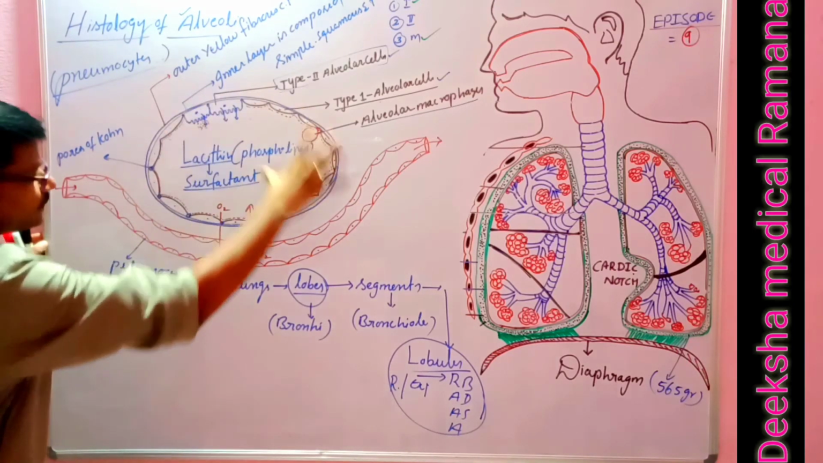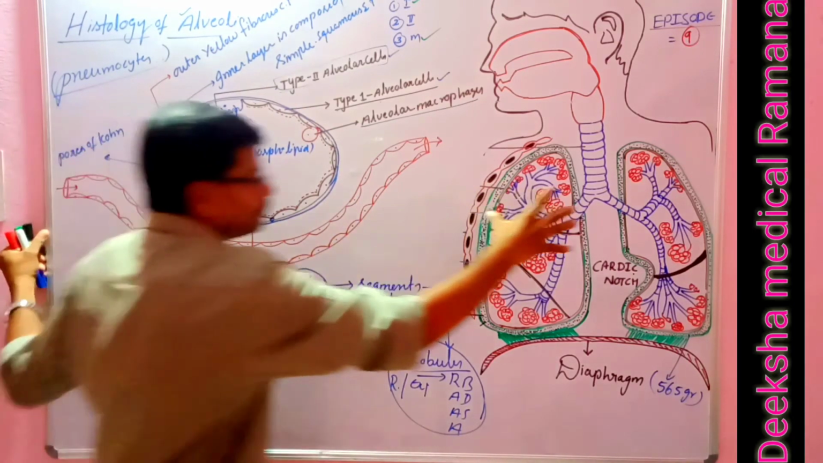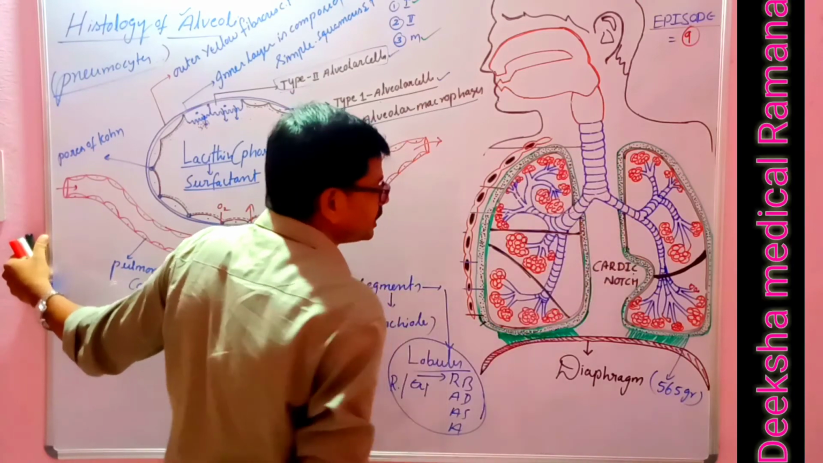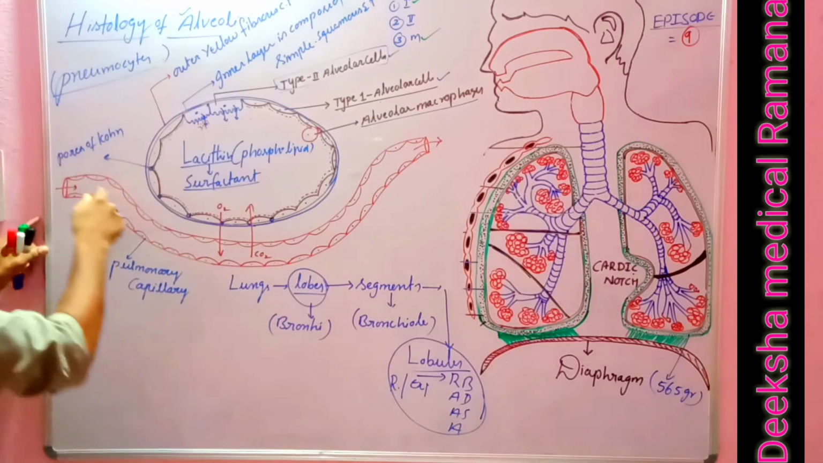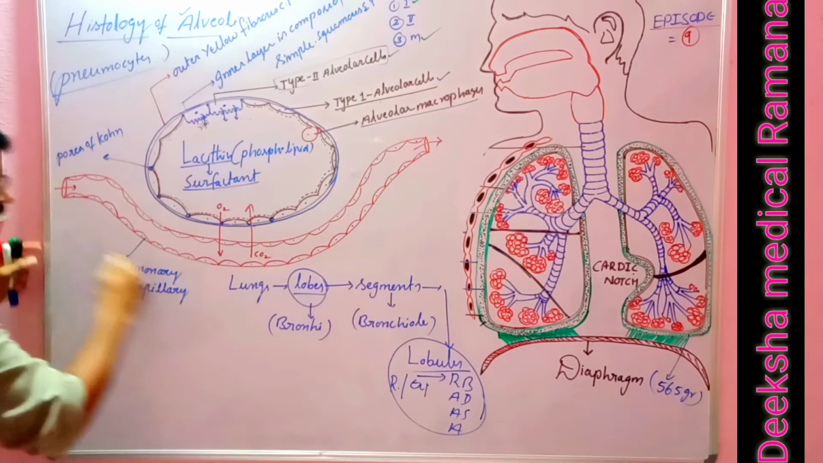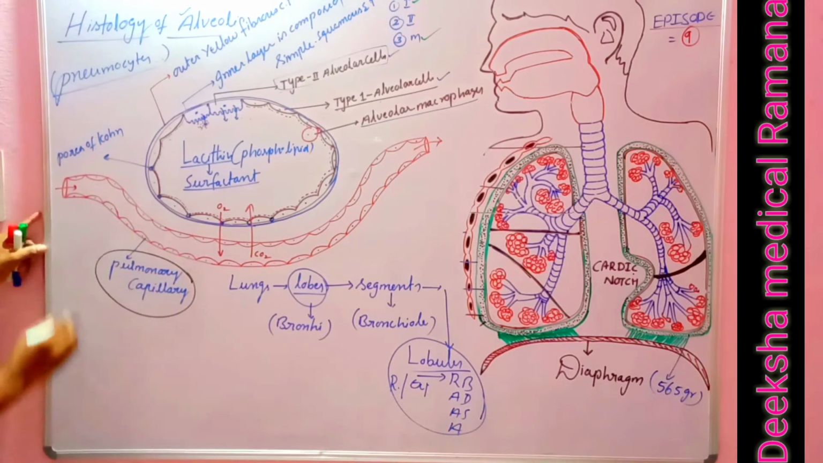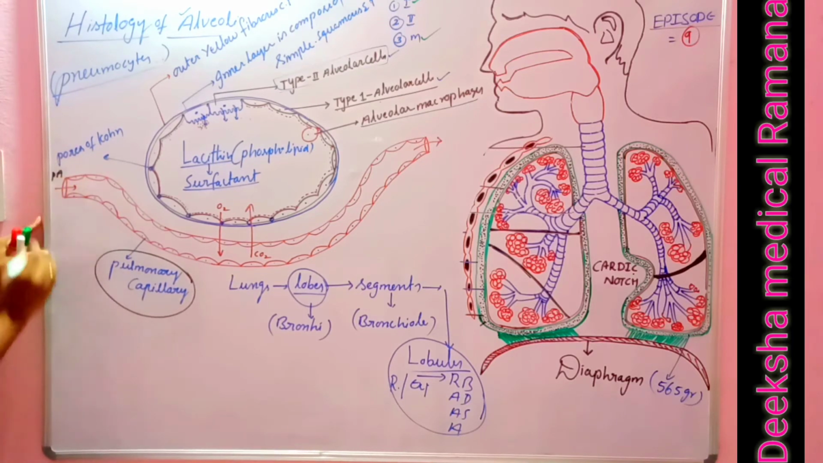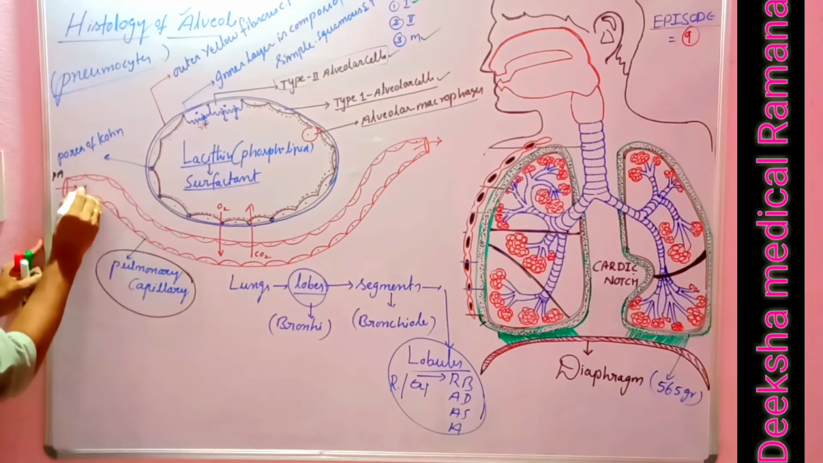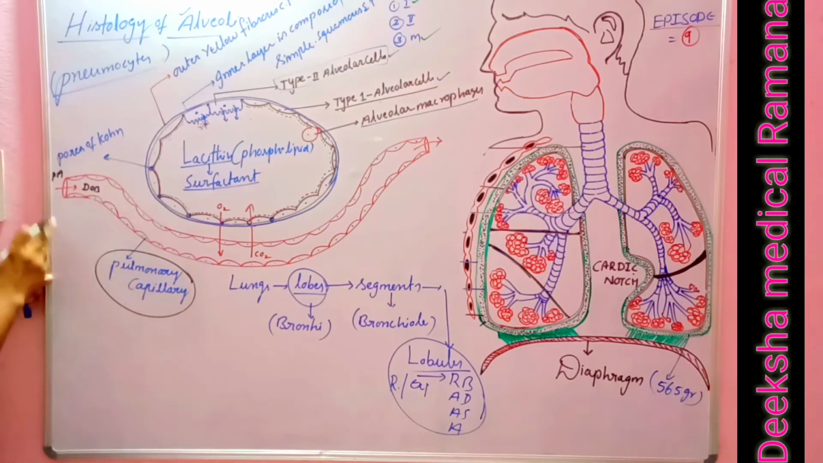Now, what is the use of this alveoli? In both our lungs, there are 3 million alveoli present. These 3 million alveoli are surrounded by a bunch of capillaries called pulmonary capillaries. What is that? Pulmonary capillaries. These pulmonary capillaries bring the blood from the pulmonary artery. The pulmonary artery brings blood from the right ventricle, which contains deoxygenated blood. So this pulmonary artery forms the pulmonary capillaries.